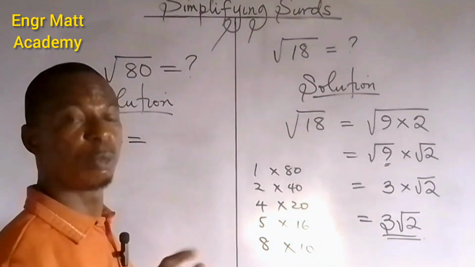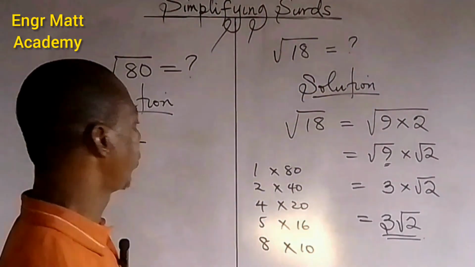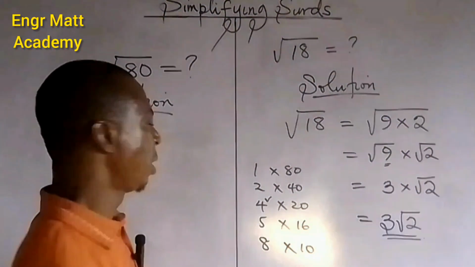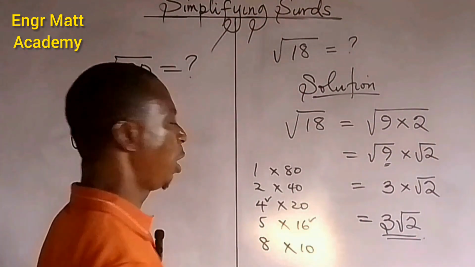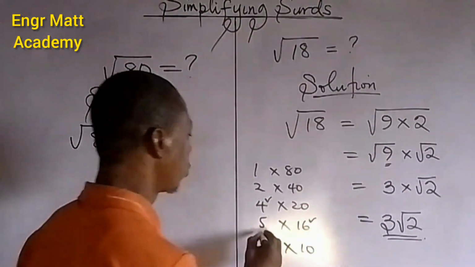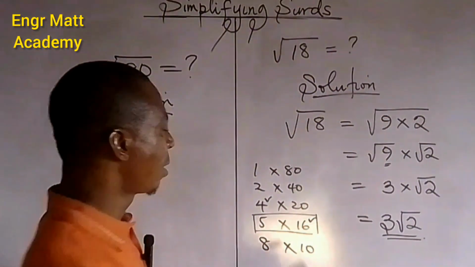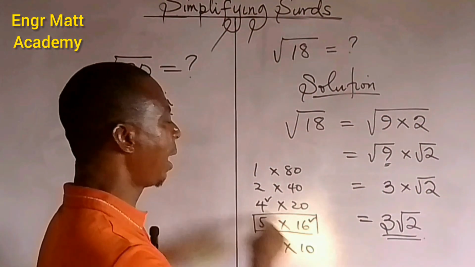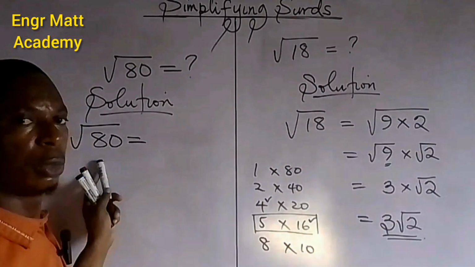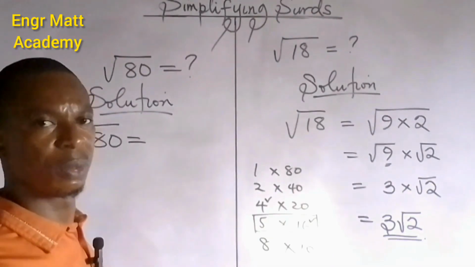Remember, one of the factors must be a perfect square. So which of these is a perfect square? 4 is a perfect square. 16 is also a perfect square. So which do we use? We use 5 and 16. Why? Because 16 is larger than 4. So when breaking down a surd, always look for the largest perfect square to use.